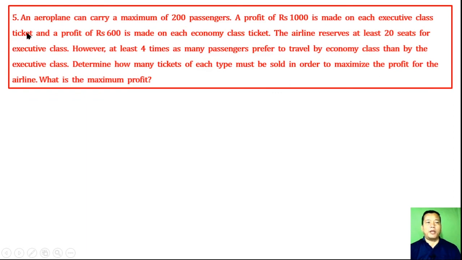Question number 5. An aeroplane can carry a maximum of 200 passengers. A profit of rupees 1000 is made on its executive class ticket and a profit of rupees 600 is made on its economy class ticket. The airline reserves at least 20 seats for executive class. However, at least 4 times as many passengers prefer to travel by economy class than by the executive class.